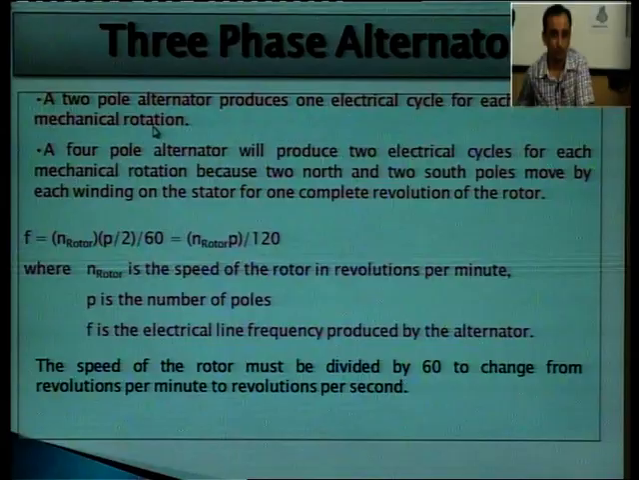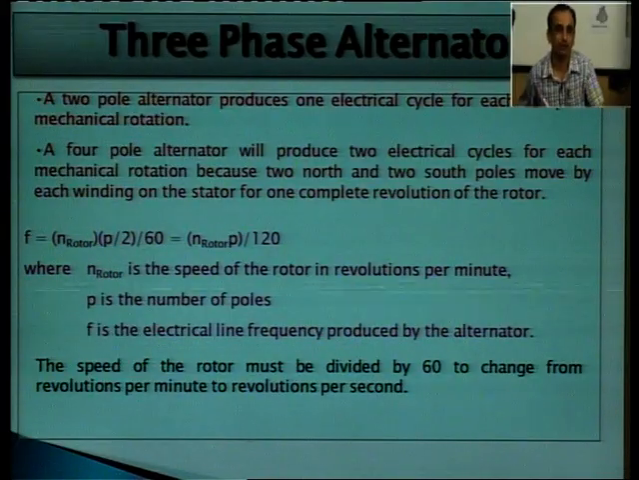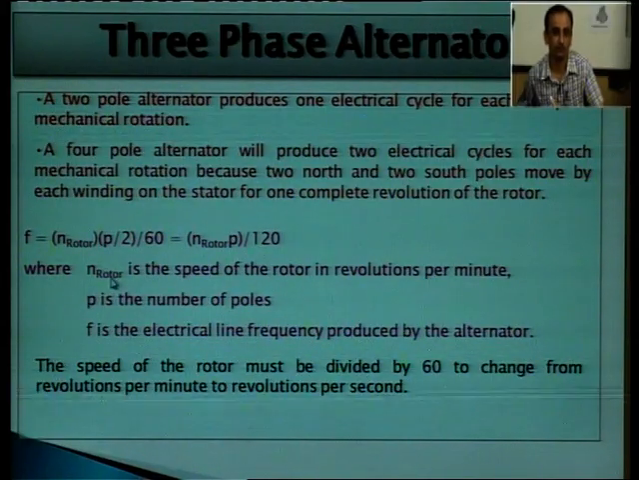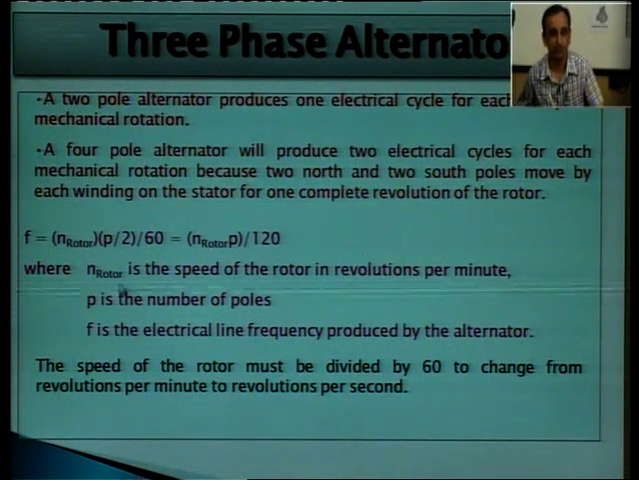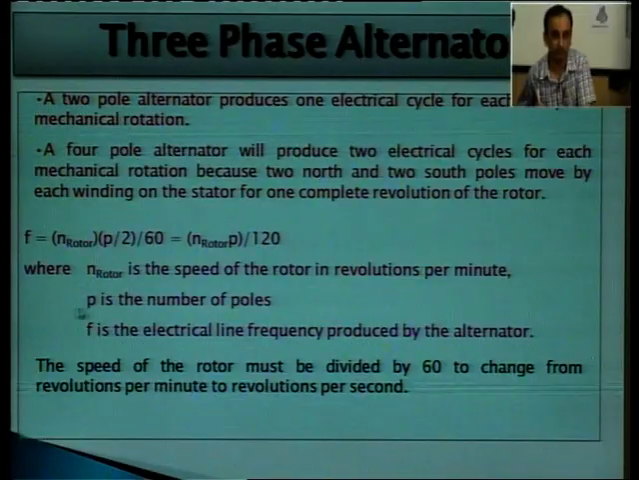In a 2 pole alternator, for one rotation we get one electrical cycle, but if you have 4 poles, in one rotation we can get 2 such cycles. So the frequency is given by P N by 120, where N is the speed of the rotor and P is the number of poles. If the speed of the rotor changes, frequency will change, and then the whole operation of the system can alter. That is why we need a fixed speed, and it is very important to keep the speed of the rotor constant.